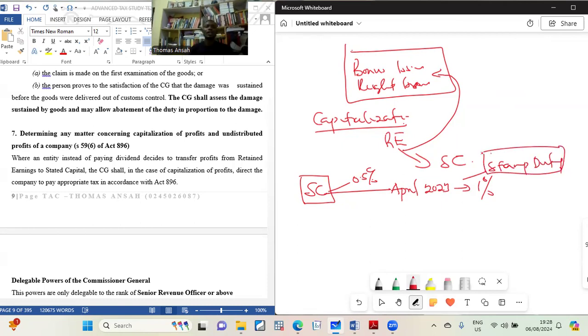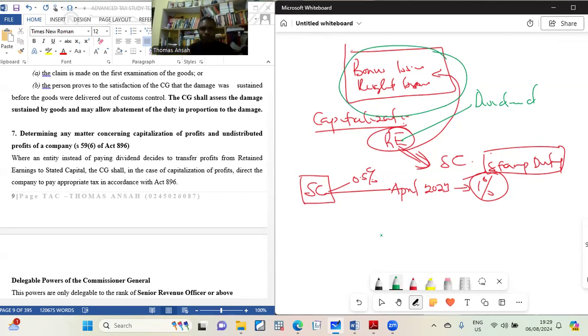All right, that is it. So if you move the money from retained earnings to stated capital, you have dodged this 1% currently. And so the Commissioner General would deal with that with you. All right. So recapitalization or capitalization of profit is the movement of money from retained earnings to stated capital. Now, what is actually supposed to happen is that when you have the money in your stated capital, you need to pay dividend to the shareholder. Then the shareholder will now use the money to buy shares, but they do right issues and bonus issues. That is what they do.